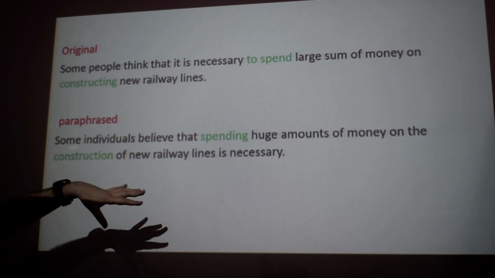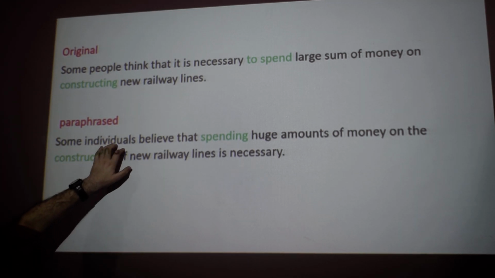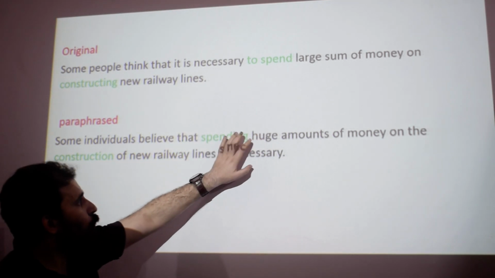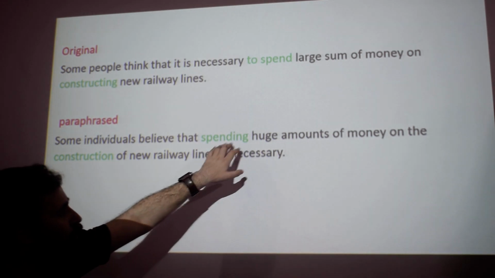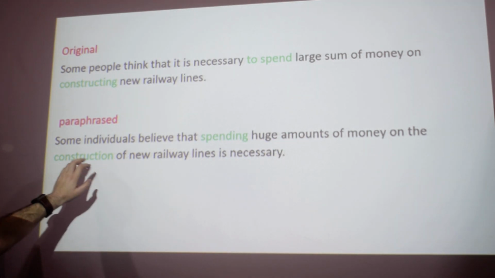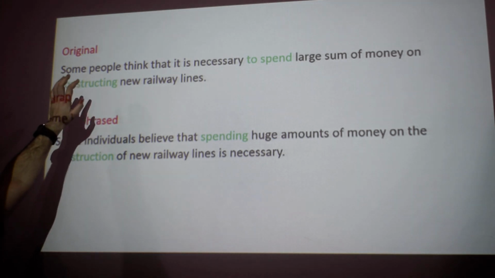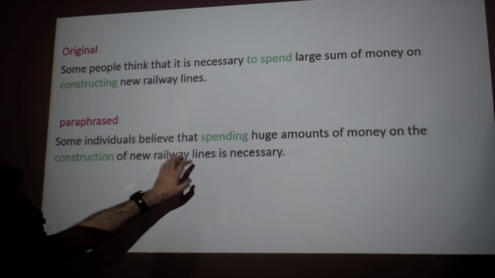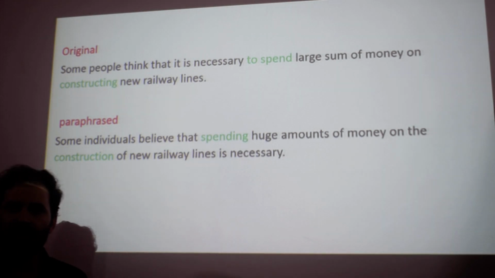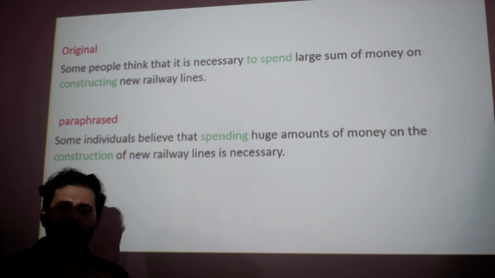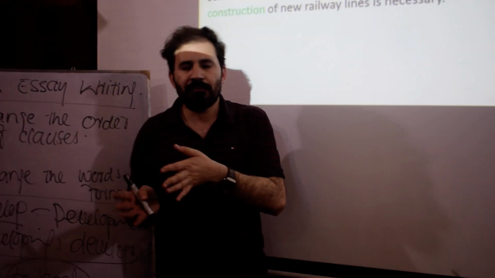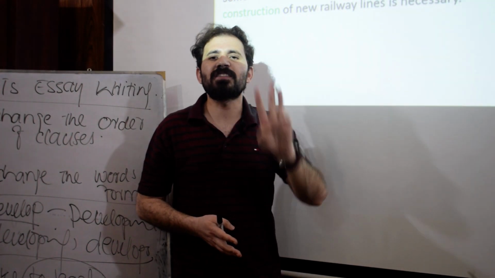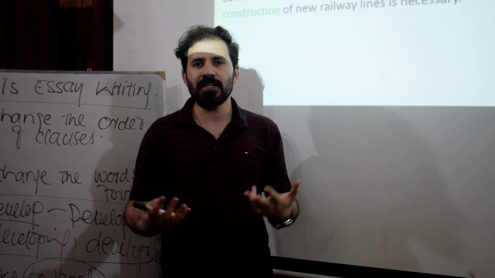Here we have changed all the things for you. Some individuals believe that spending, which was to spend, we have converted into spending huge amounts of money on the construction. They used constructing, the same word, and we changed the form of it. Construction of new railway lines is necessary. So this is very important for us. If you have a gerund, you can change it into an infinitive. Changing the word form is also called paraphrasing. This is the third method of paraphrasing your question.